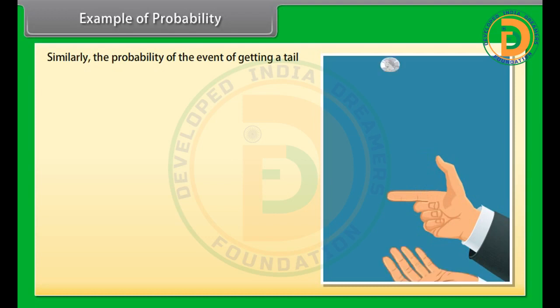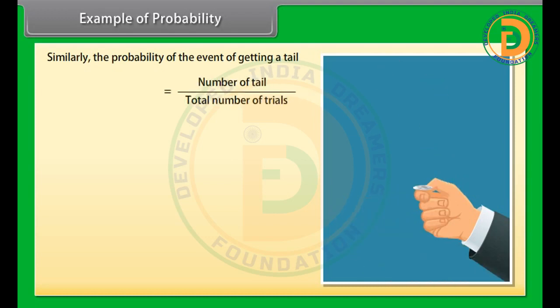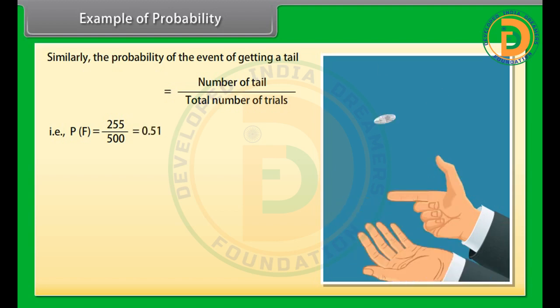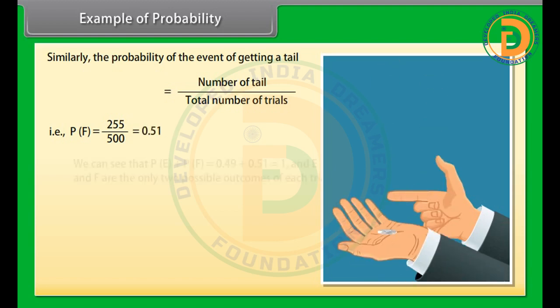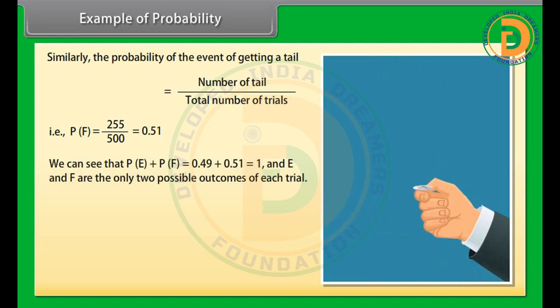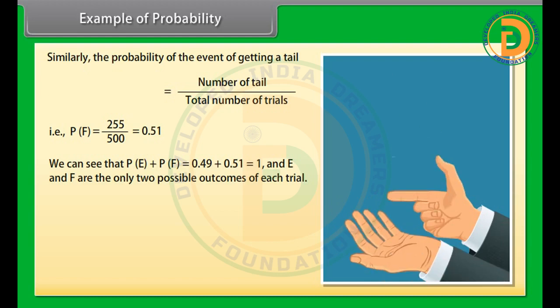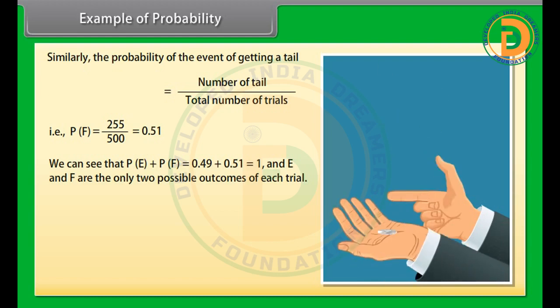Similarly, the probability of the event of getting a tail is equal to number of tails upon total number of trials, that is, P(F) is equal to 255 upon 500 is equal to 0.51. We can see that P(E) plus P(F) is equal to 0.49 plus 0.51 is equal to 1, and E and F are the only 2 possible outcomes of each trial.